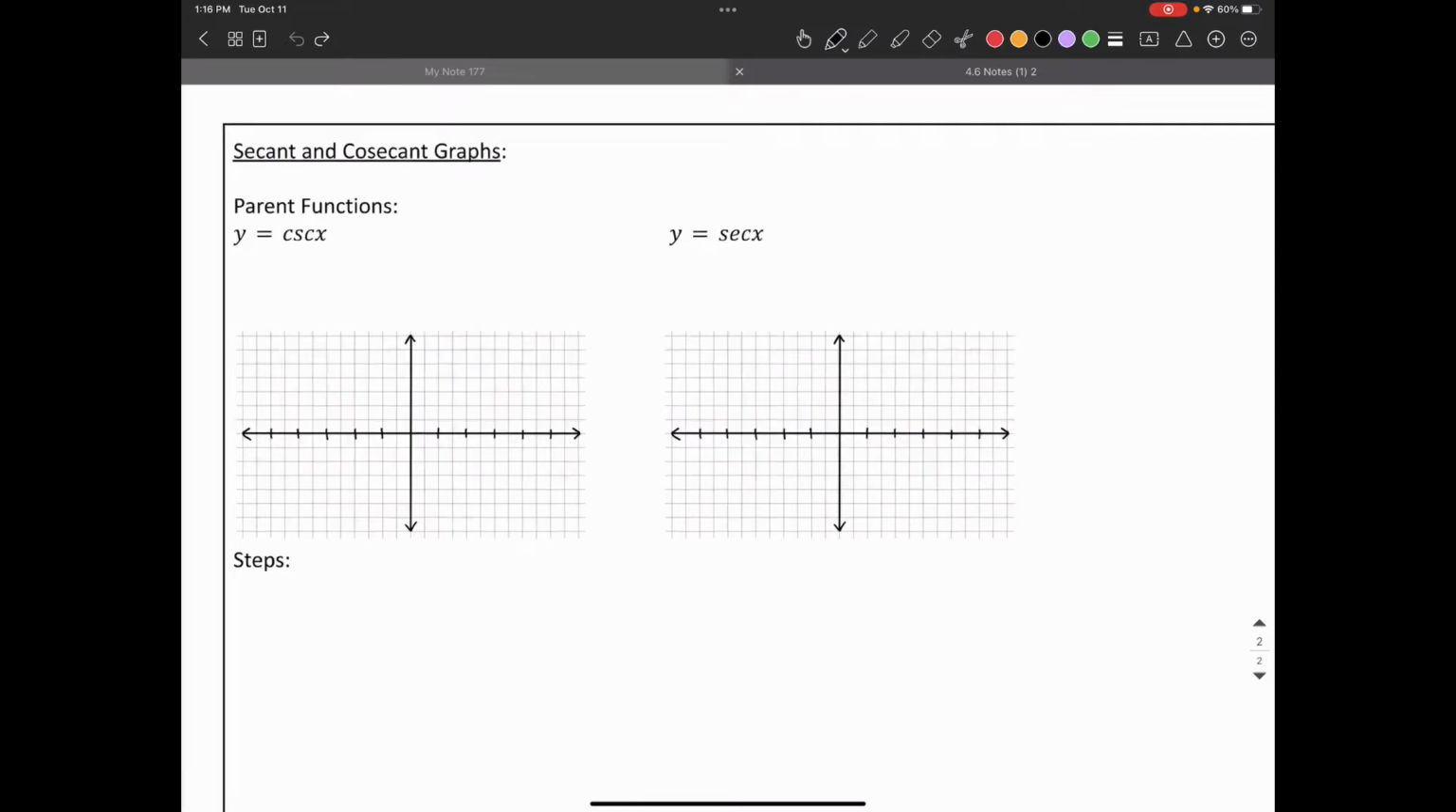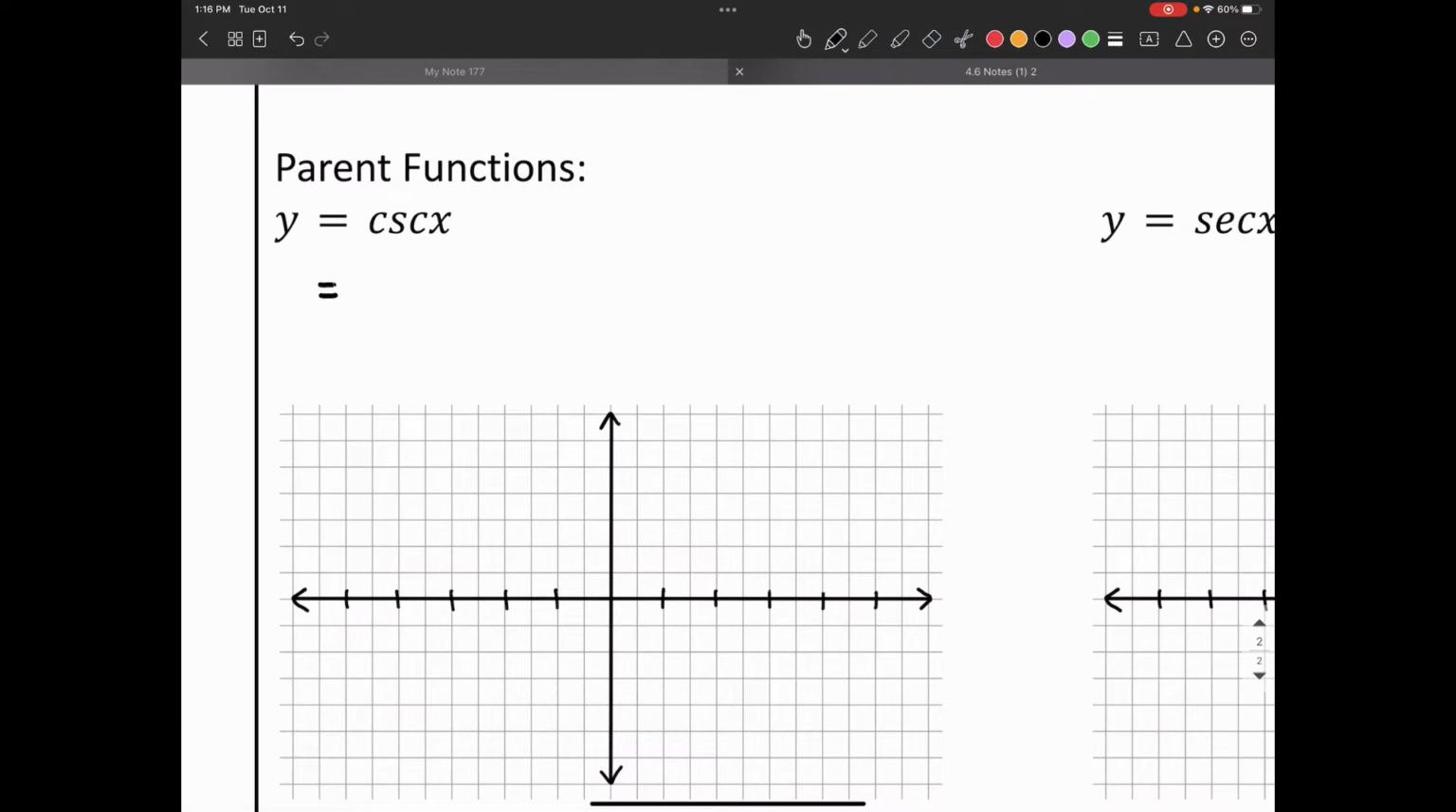For cosecant of x, another way that I can write that is in terms of sine. So instead of writing cosecant of x, I can write 1 over sine of x, and that's going to help me understand what the graph is going to look like.